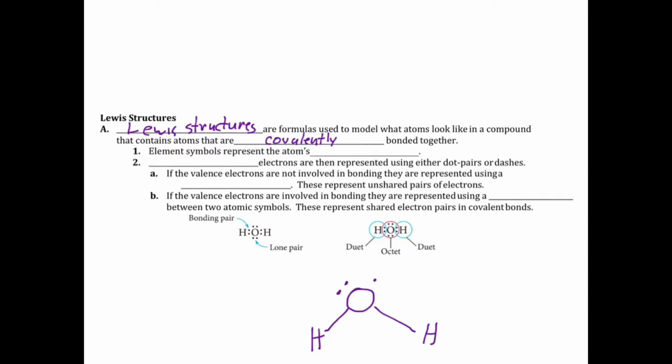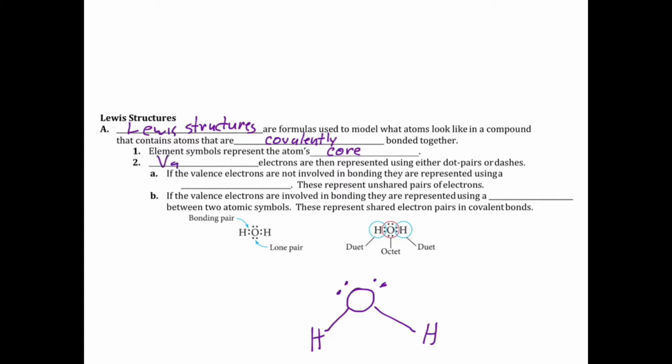And when we draw an element's symbol, essentially what that represents is the atom's core, all right? And the core is the nucleus and the inner electrons. And so what we're doing here with these dashes and these lone pairs is showing the valence electrons and how the different atoms' valence electrons are bonded with each other. So again, the element's symbol is the core.